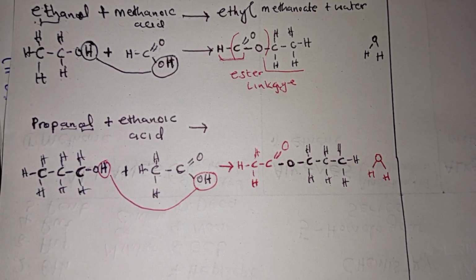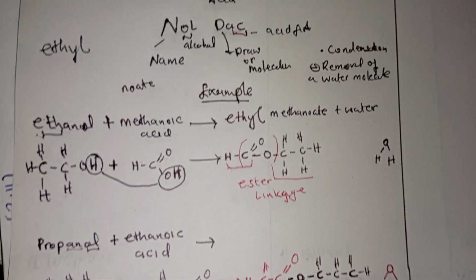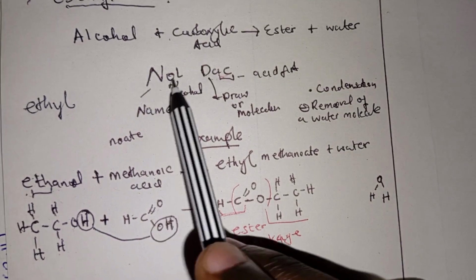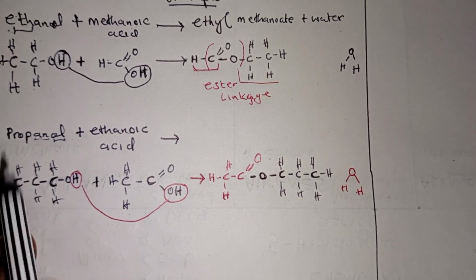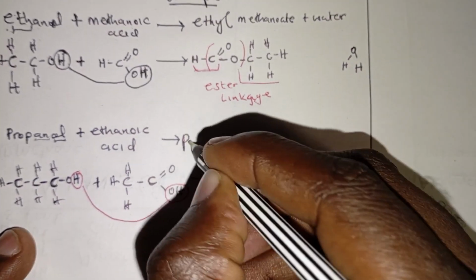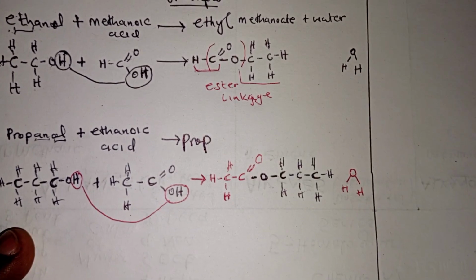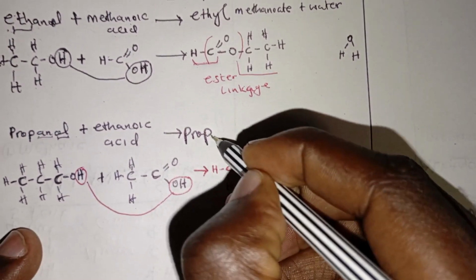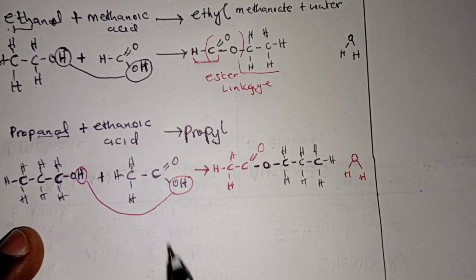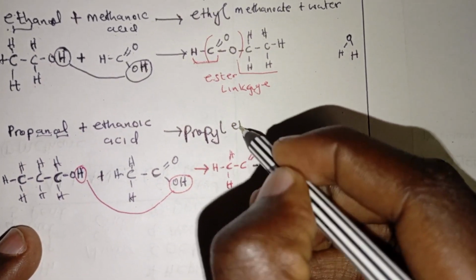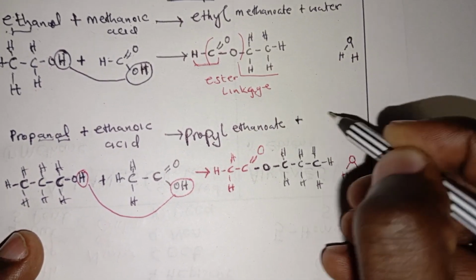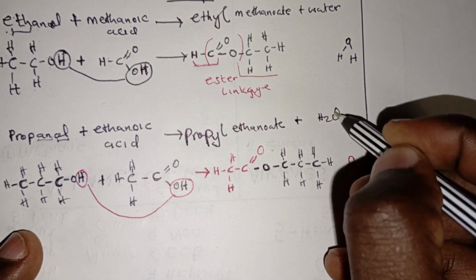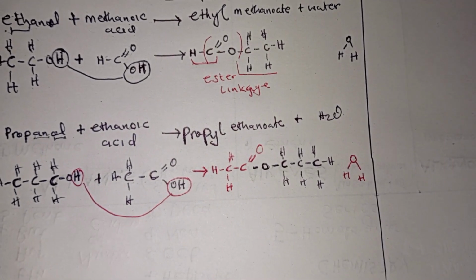Now we need to give this ester a name. So in naming, we said alcohol. Name alcohol first. Now the alcohol name, we said you get the first prefix, which is prop. Then you add yl, propyl, then ethanoate, plus water, the water that is given out.